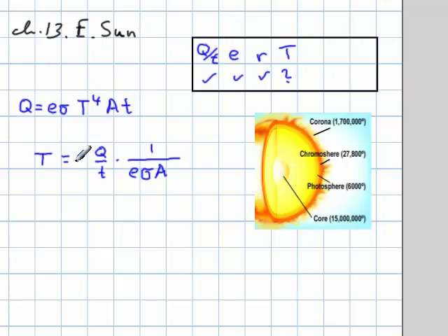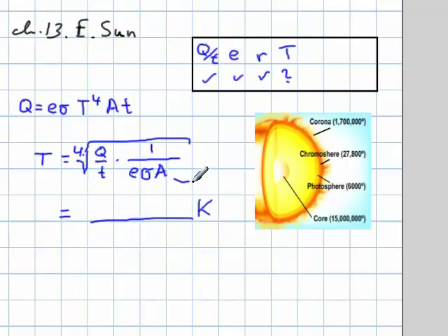And then we have to take the 4th root of that, and that was supposed to be a 4 again. As usual, the 4 smears into a 9. And then because of the units here, you can see if you do the unit analysis, you will come up with kelvins.